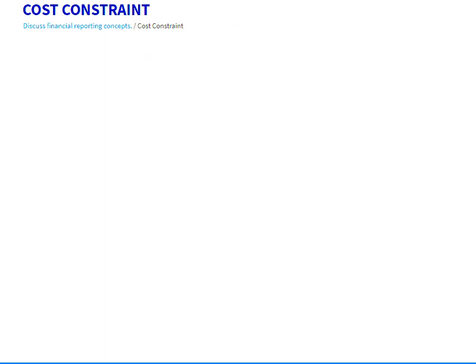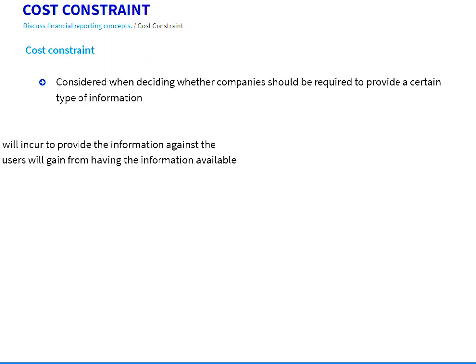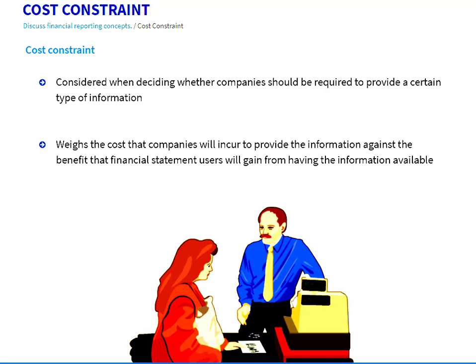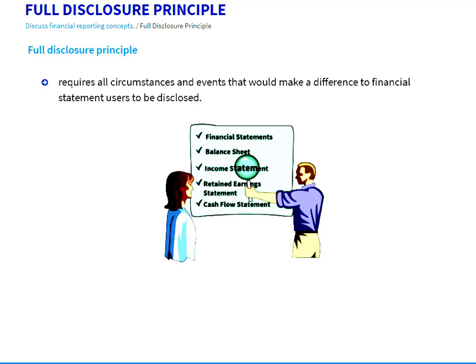Cost principle requires assets to be recorded at their original cost. Full disclosure principle requires all circumstances and events that would make a difference to users to be disclosed.